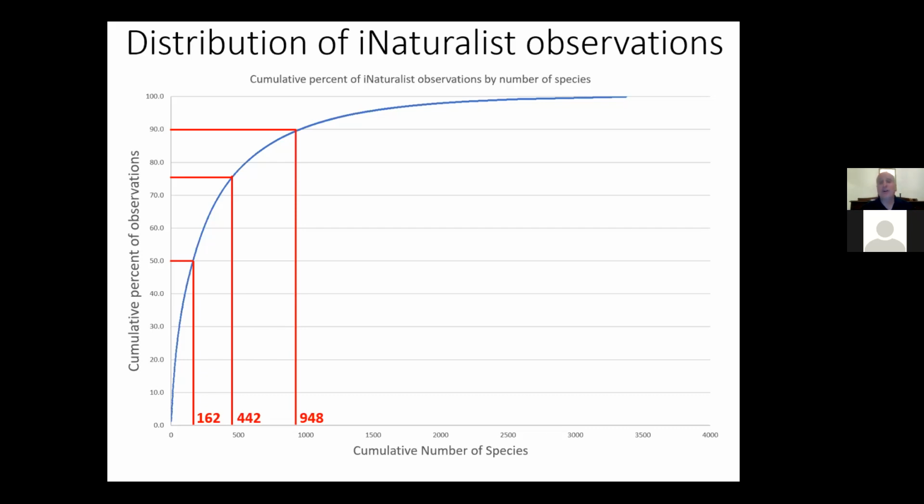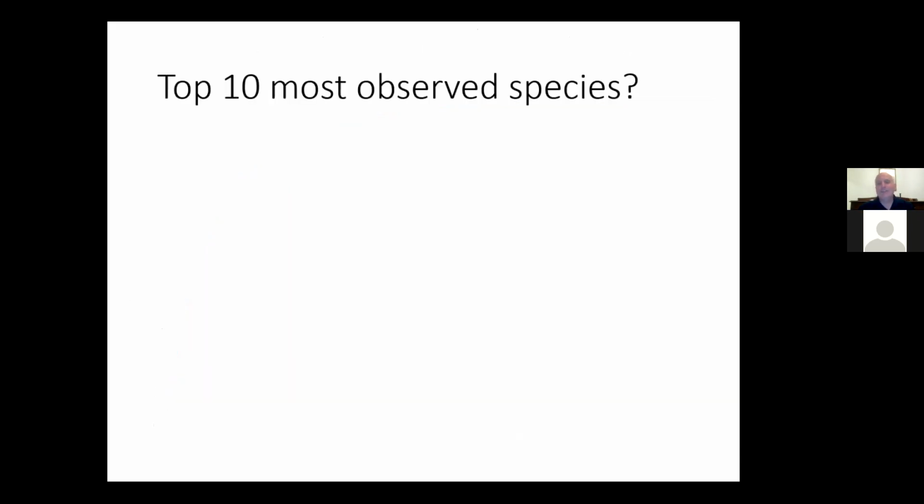These are just the observations in Colorado. So I'm just curious what all you folks out there think are the 10 most observed species in Colorado. You can either unmute yourself and shout something out, or you can put it in comments and Ann can read them. But let's just take a minute. What do you think the 10 most observed species in Colorado are on the iNaturalist app?